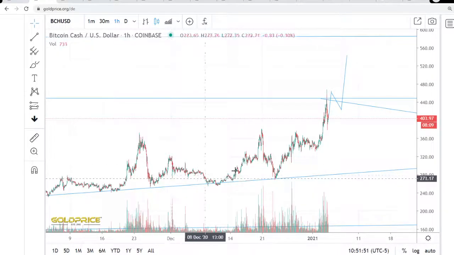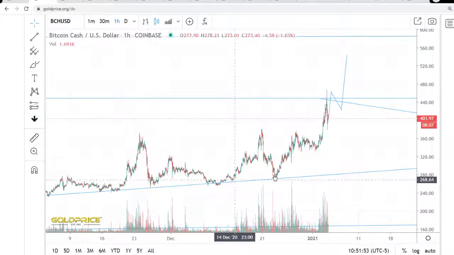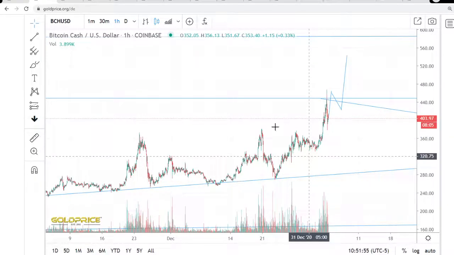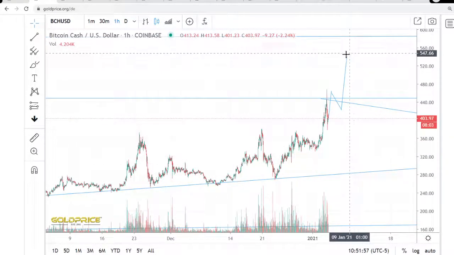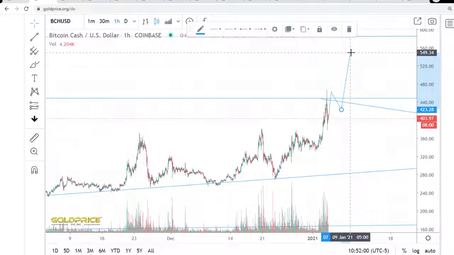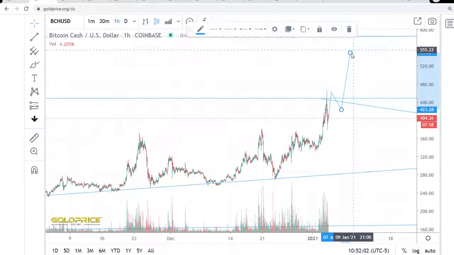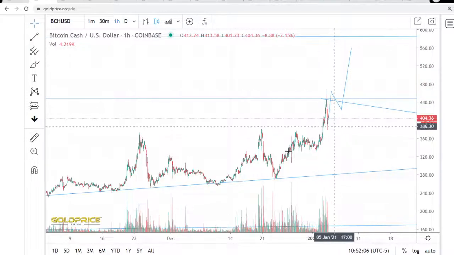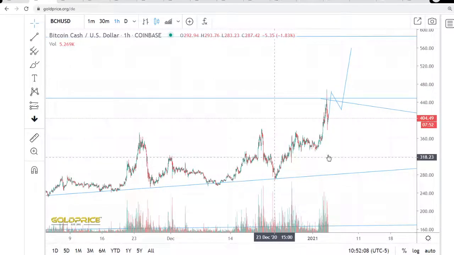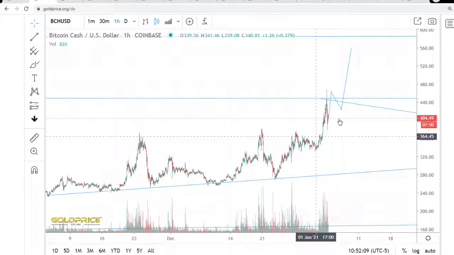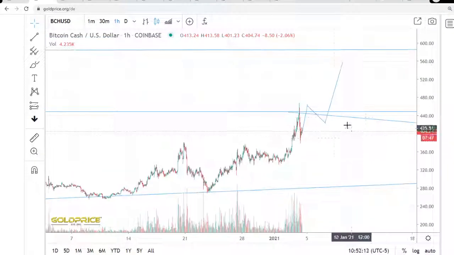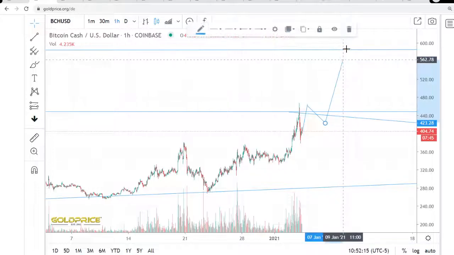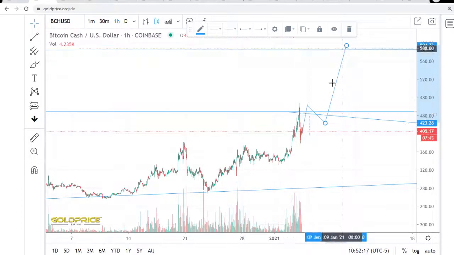Let's make sense. We have here left shoulder, we have the head, we have the right shoulder. And you see, I think if we can break this trend line, we will go to 560. Yeah, something like that. You see, we have here wonderful the head. I think you can see maybe 600 is also possible.